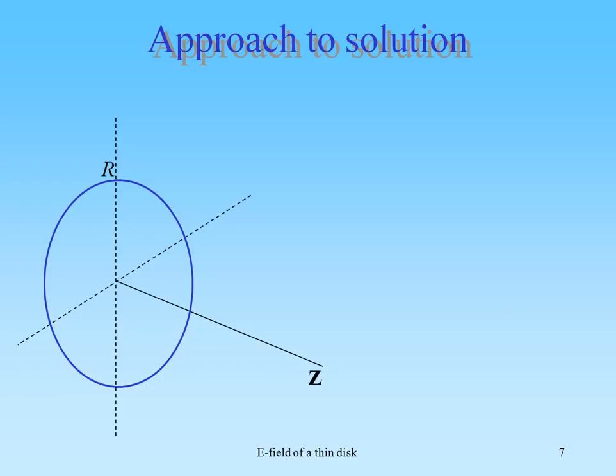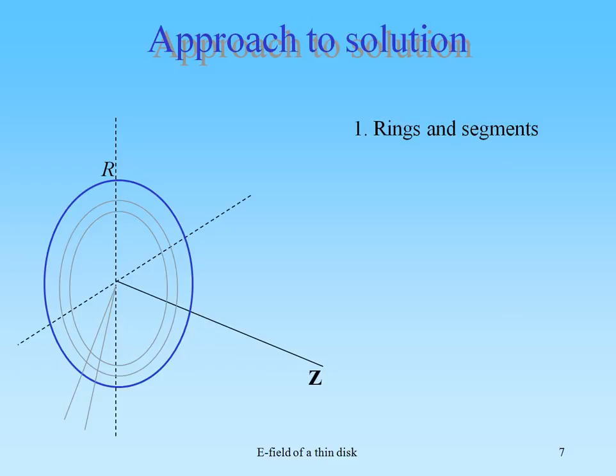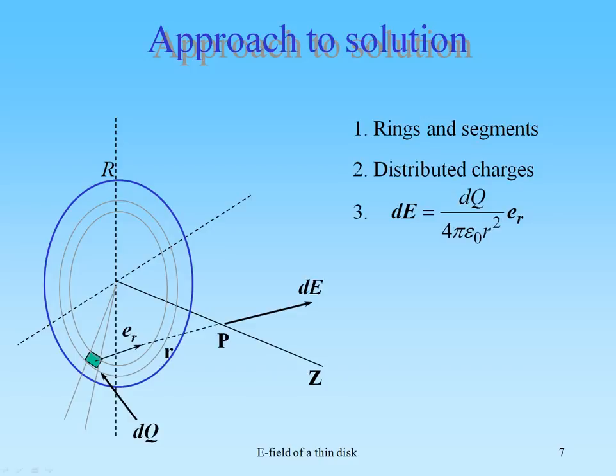How to approach the solution? Let's divide the disk in rings and segments. And we have distributed charges. That means that the contribution to the electric field in point P is given by the distributed charge element divided by 4 pi epsilon naught r squared times er. er is the unit vector from the charge element. r is the distance to point P.